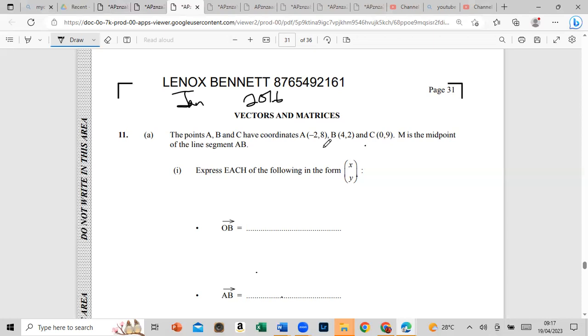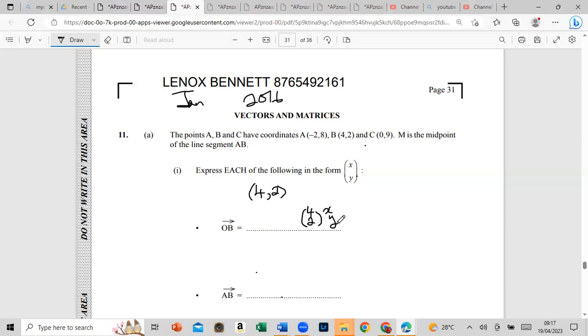So if the point B is at 4, 2, and they ask for OB, the position vector, all we're going to do is literally take this 4, 2 right here. So B is 4, 2, and that's how easy it can be at times. And they wanted to put it in column form, so X goes at the top and Y goes below. This is our X and this is our Y.